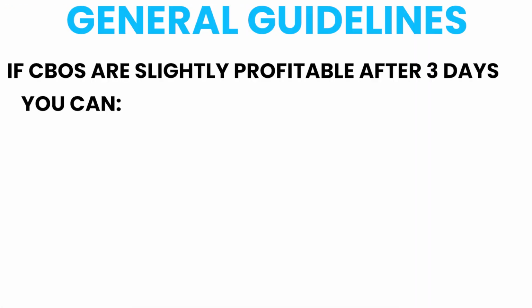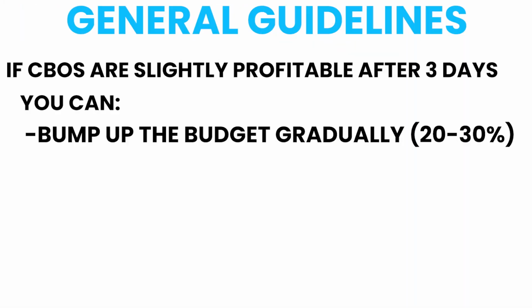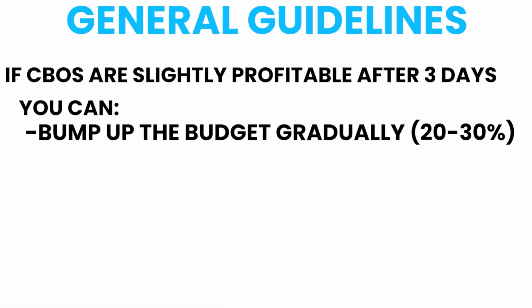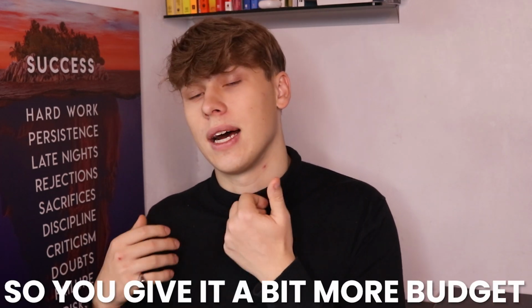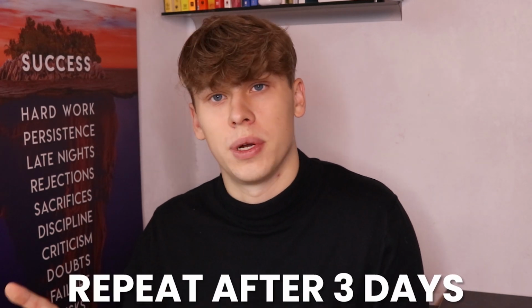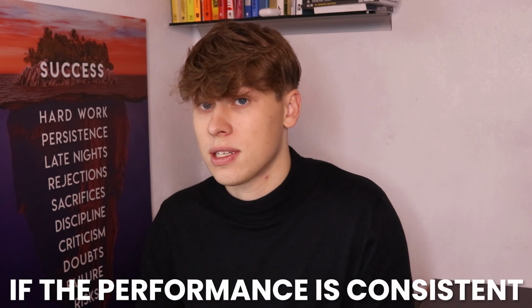Now, if it's slightly profitable, so maybe you've earned a few dollars here and there and you are above your break-even ROAS and it's been fairly decent for you, but it could be better, what you can do here is just bump it up slightly, 20 to 30%. So let's say you have $100, you could let it run at 125, 120, 130, around that region, so that you give it a little bit more budget, but not too much, so that it can readjust. And then you can do the same thing after 3 days again if the performance is still consistent, or it might even be better.